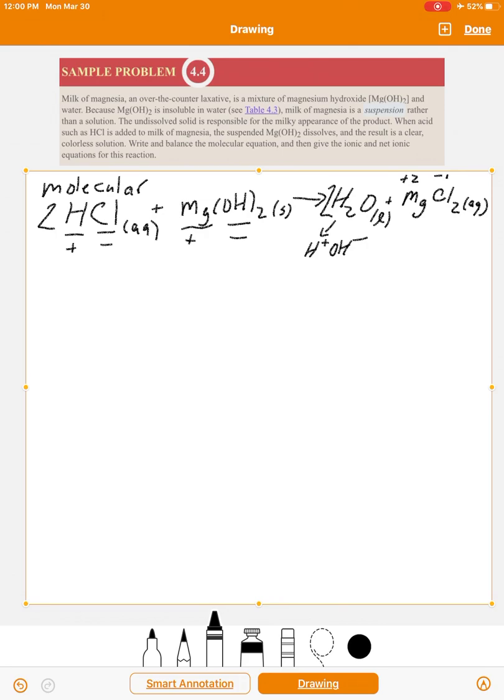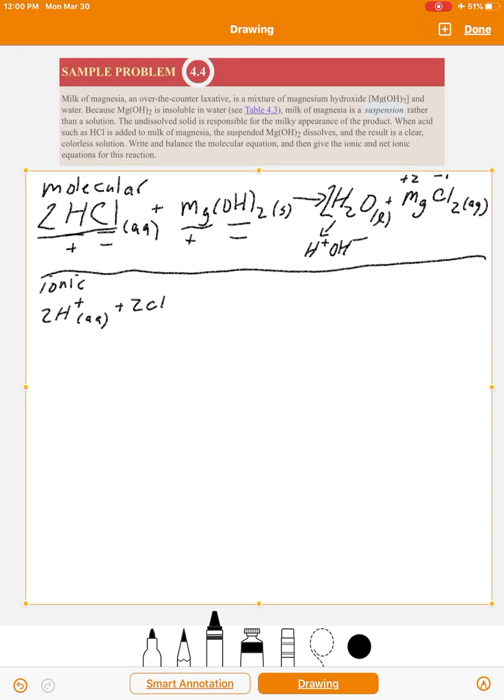Now we're going to move on to the ionic. It's really just like we did in the precipitation reaction. In the ionic equation, anything that's aqueous, you break up into ions. Anything that's non-aqueous, you do not break up. So HCl and MgCl2 are both aqueous, and those get broken up into ions. There's 2 HCl's, so 2 hydrogen ions and 2 chloride ions. Mg(OH)2 is a solid, so you don't break it up.